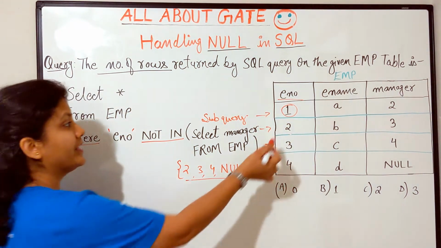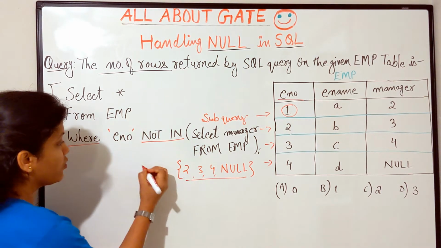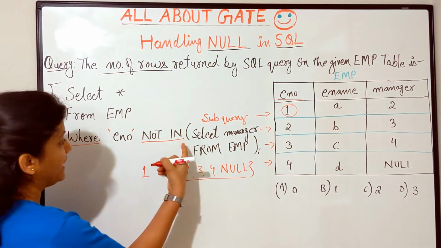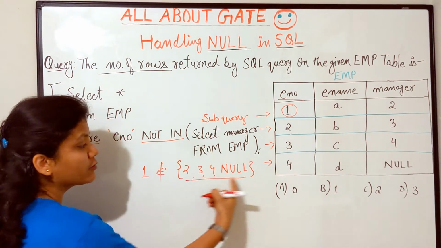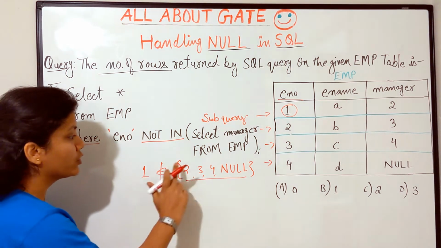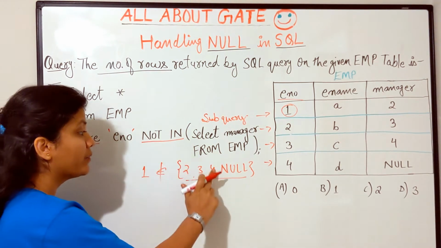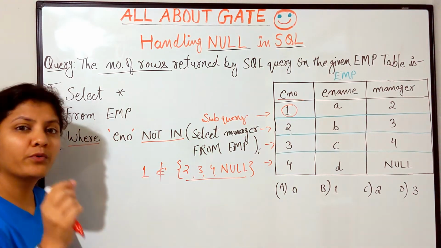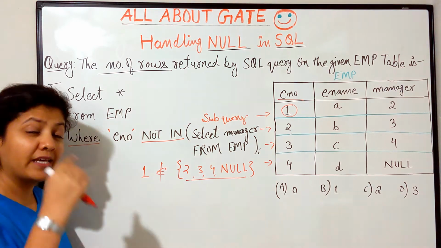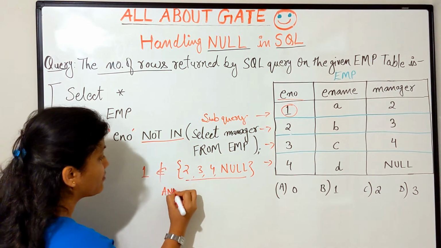So let's take the very first row of the table, and the employee number value is 1. What does this mean? That 1 not in, that means 1 should not belong to this particular set. That means 1 should not be equal to 2 and 1 should not be equal to 3 and 1 should not be equal to 4 and 1 should not be equal to null. I hope you understood that I emphasized on 'and', that is the logical AND I'm talking about.